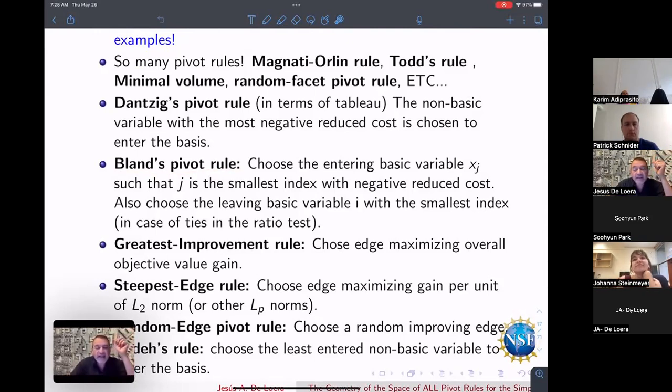And then there are some very famous geometric rules, like the greatest improvement pivot rule. That one is just being very greedy. So you are in a vertex and you have many edges going out of that vertex. So which one do you choose? You choose the one that gives you the largest improvement. That's very natural, right?